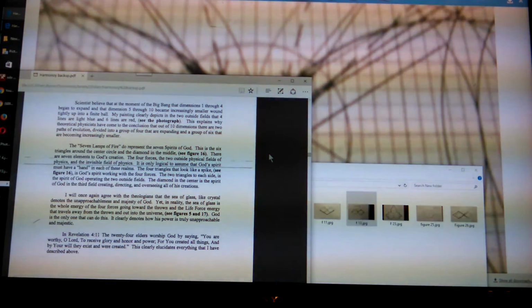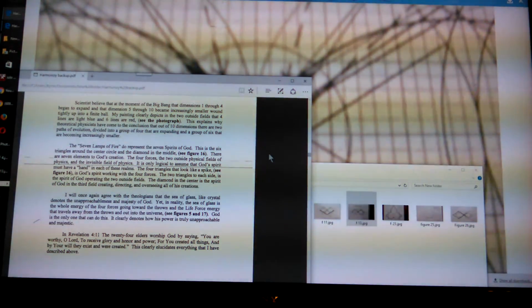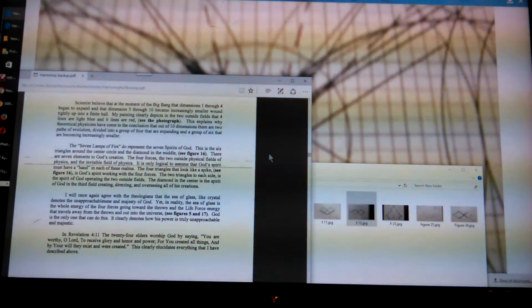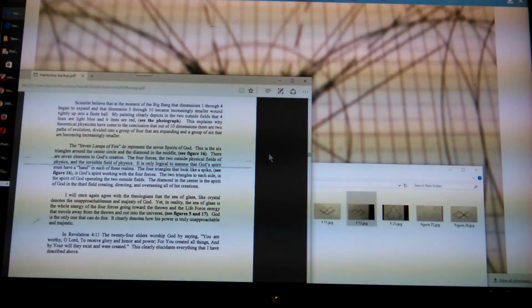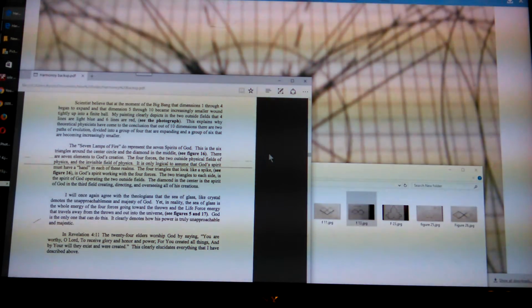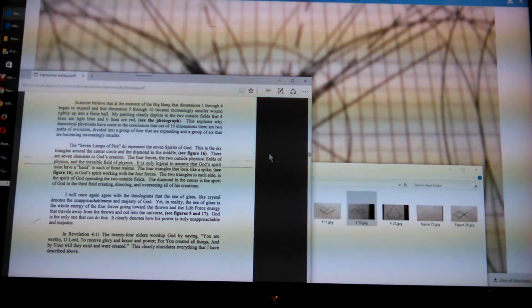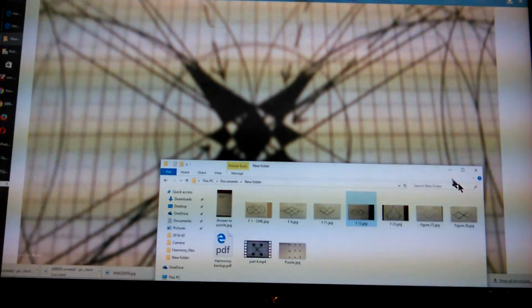So anyway, what I was saying was that the 7 lamps of fire do represent the 7 spirits of God. This is the 6 triangles around the center circle and the diamond in the middle. See figure 16. So let me give you a closer look. This is the diamond. These are the 4 triangles. And you have these figures.